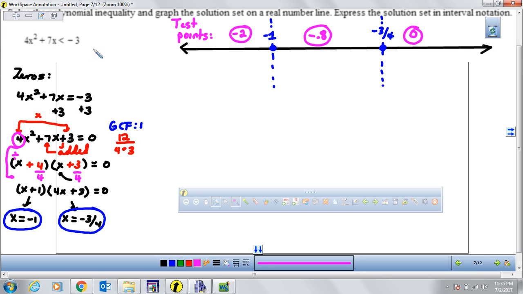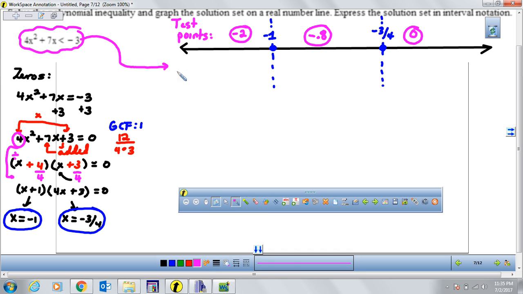So we need to substitute those into the original inequality, which is this, and we're going to determine which one of those intervals are true. That's what we're looking for. So, first one, 4 times x, x is negative 2, squared, plus 7 times x, which is negative 2, must be less than negative 3.